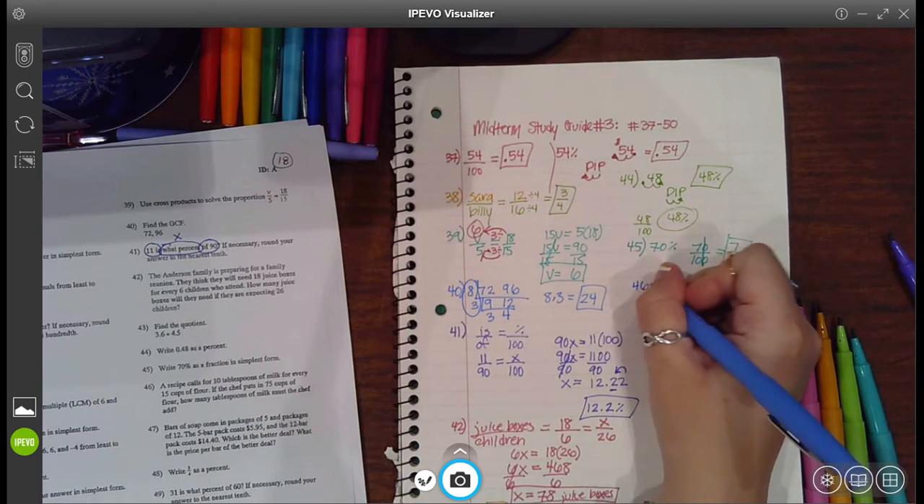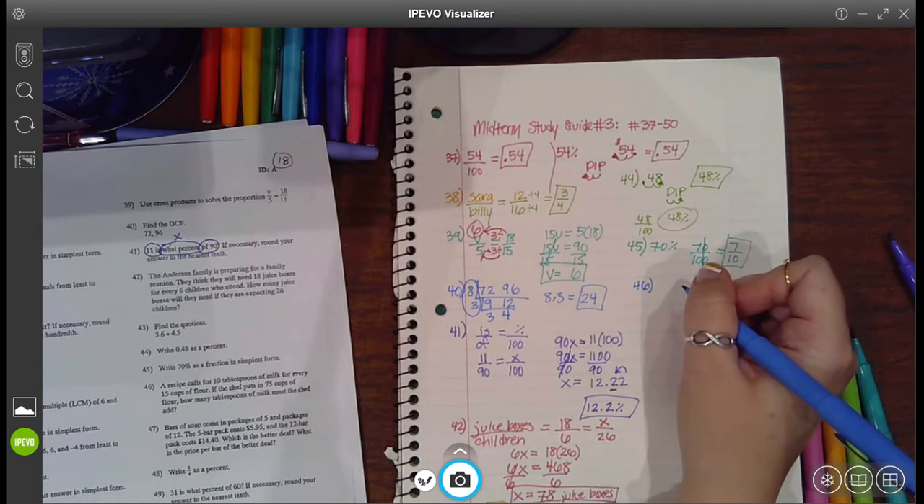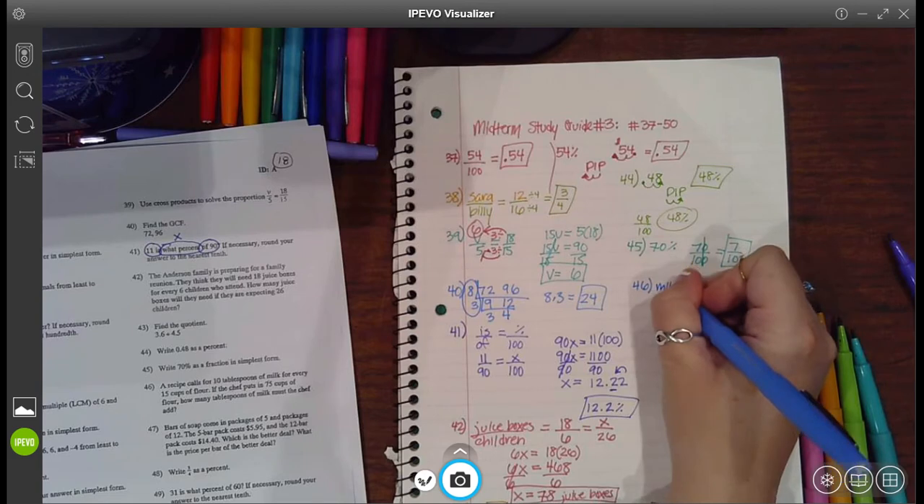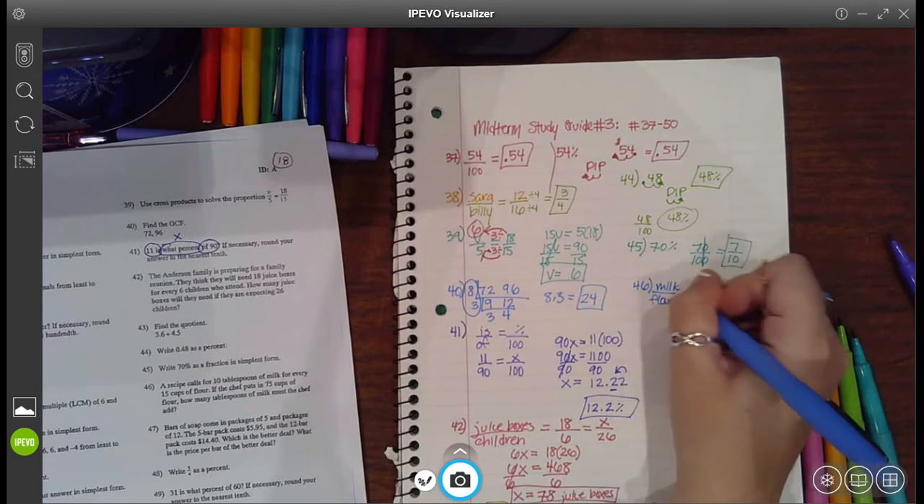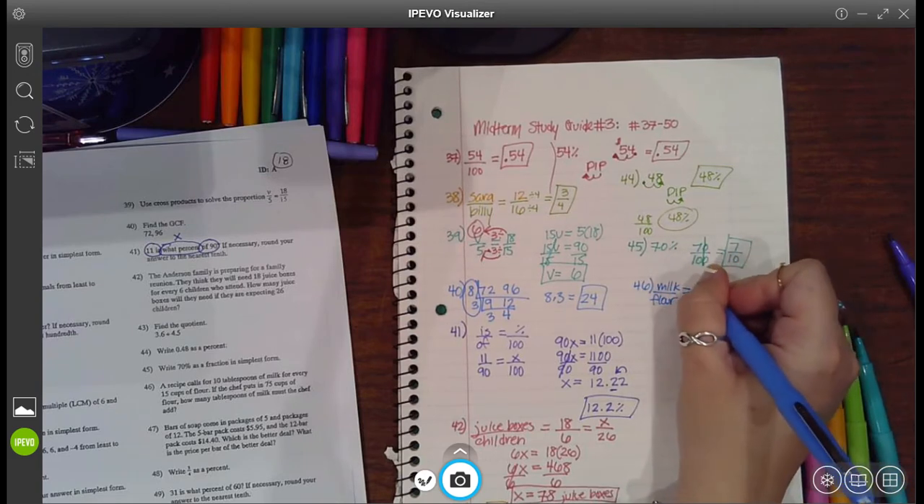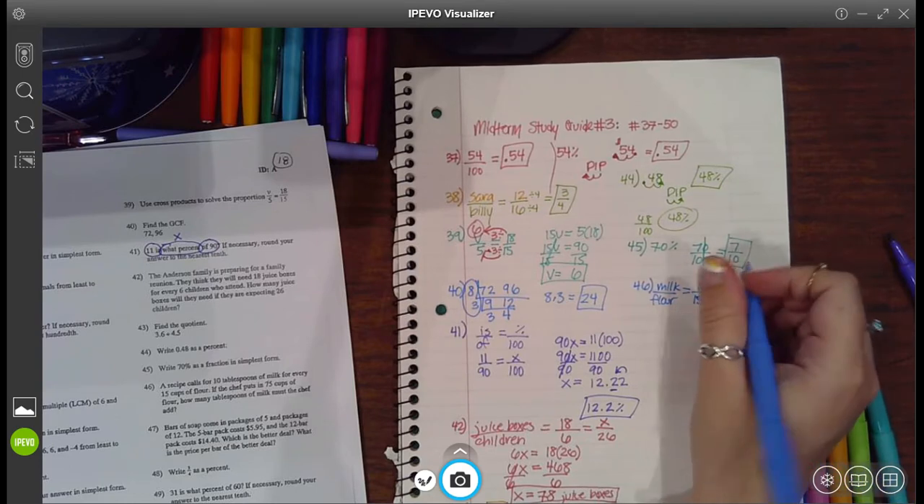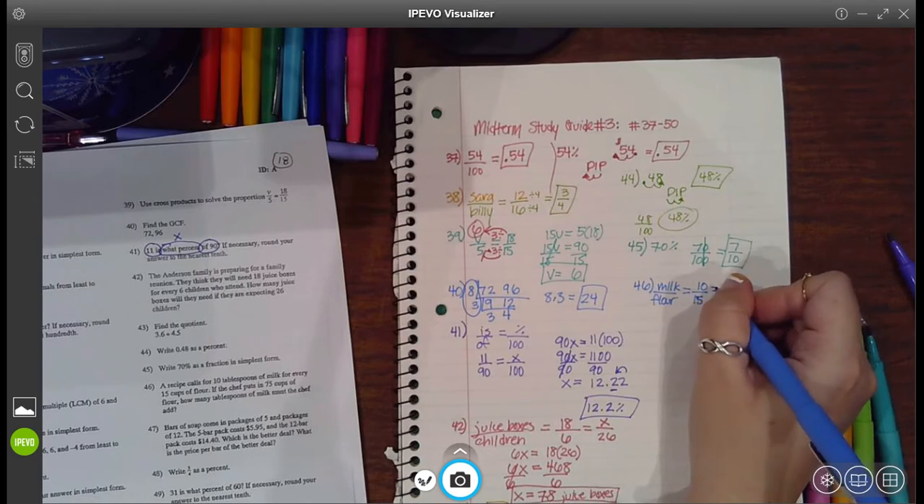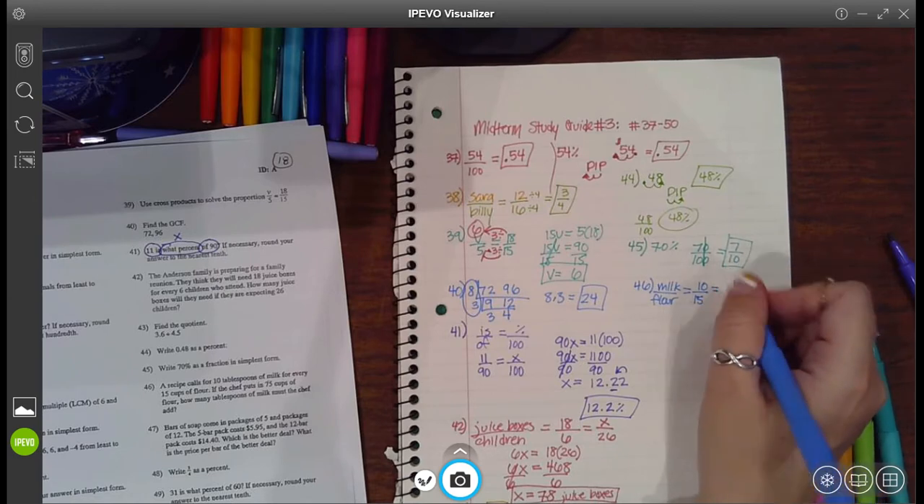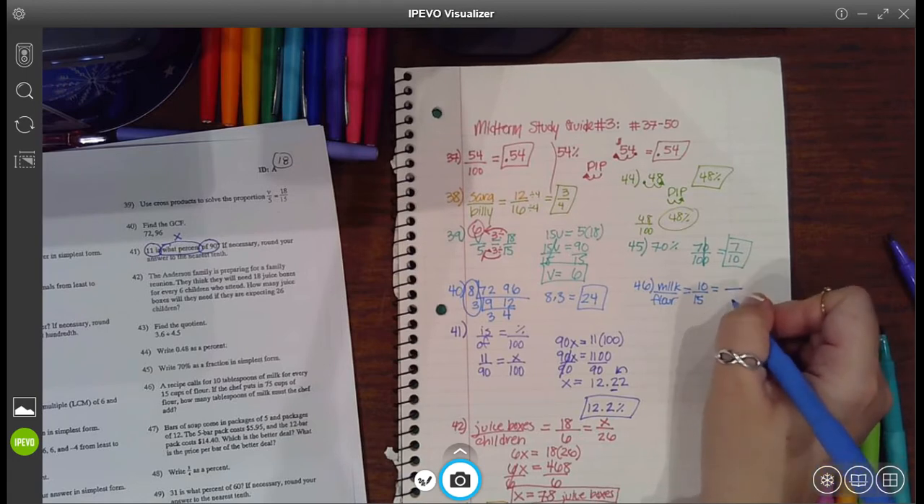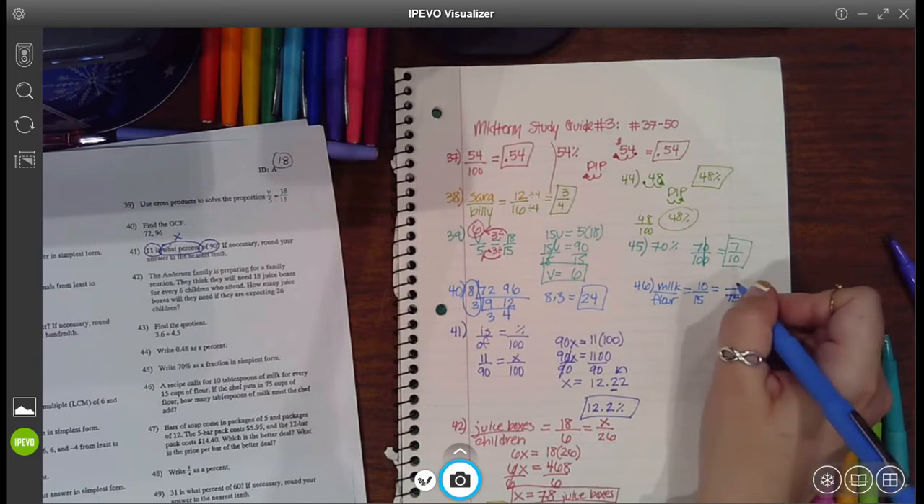Okay, 46 says a recipe calls for 10 tablespoons of milk for every 15 cups of flour. So we're talking about milk to flour. And 10 tablespoons of milk for every 15 cups of flour. If the chef puts in 75 cups of flour, flour is where? Top or bottom? It's on the bottom, so that's where the 75 is going to go. How many tablespoons of milk must the chef use? So we don't know how much milk.